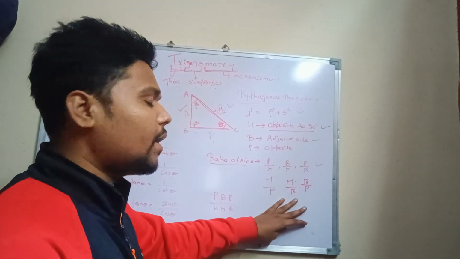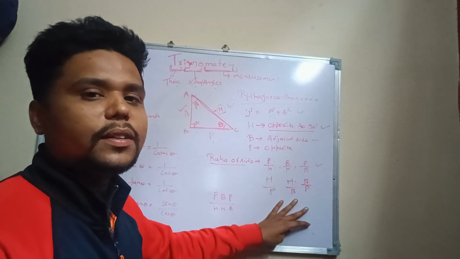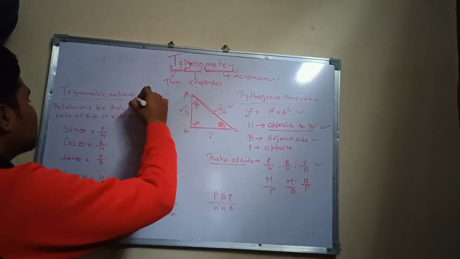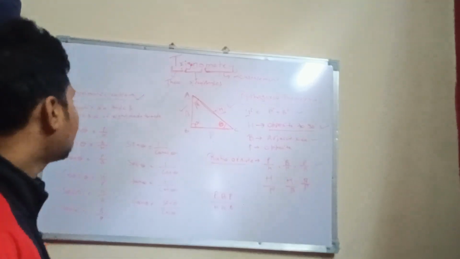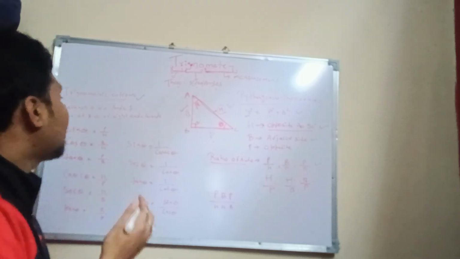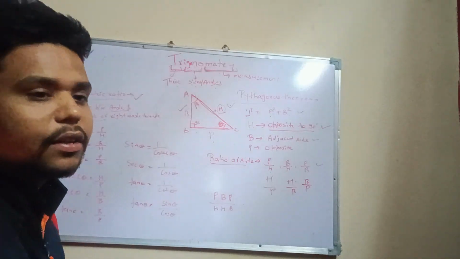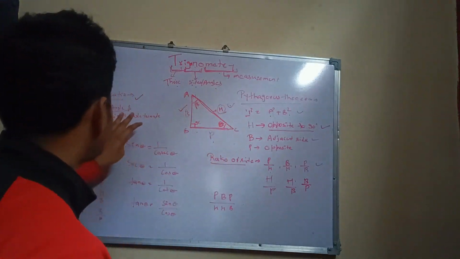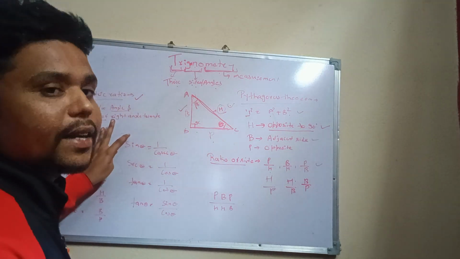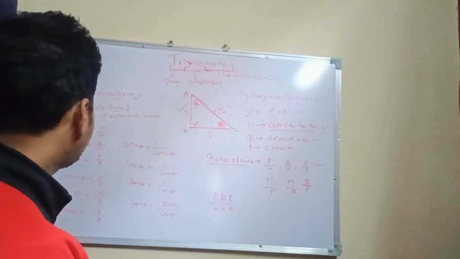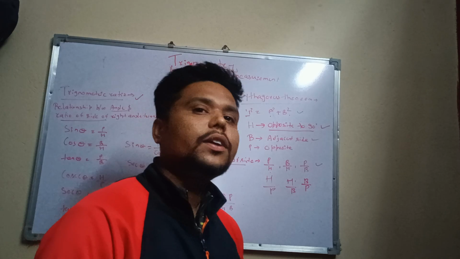And in trigonometry, we study trigonometric ratios. So what is a trigonometric ratio? A trigonometric ratio is nothing but the relationship between angles and ratios of sides of a triangle. So when we talk about the relationship between angle and ratio of sides, it is trigonometric ratios. There are 6 trigonometric ratios in trigonometry.